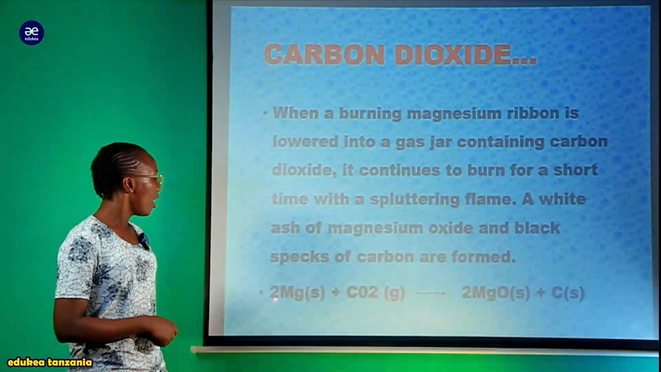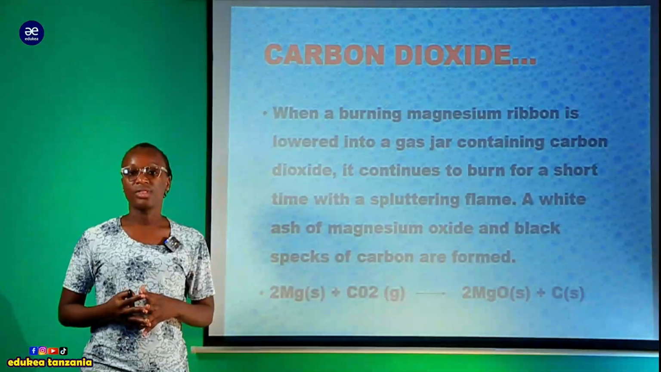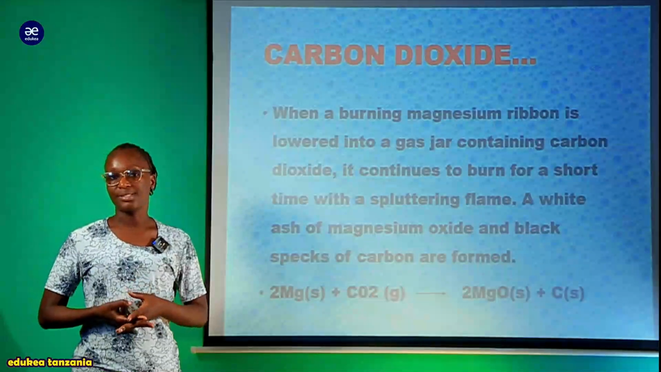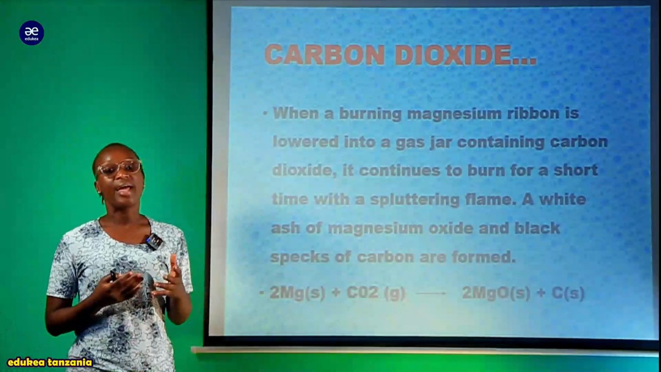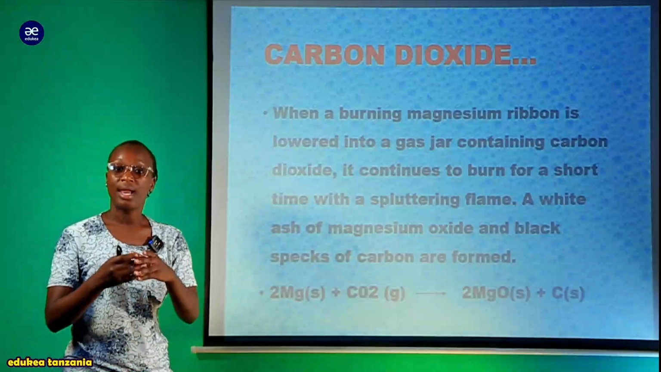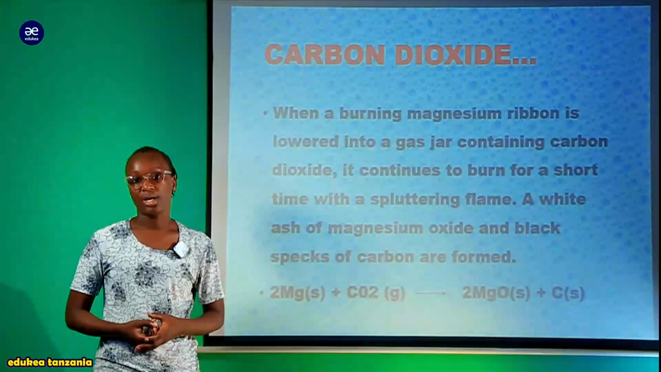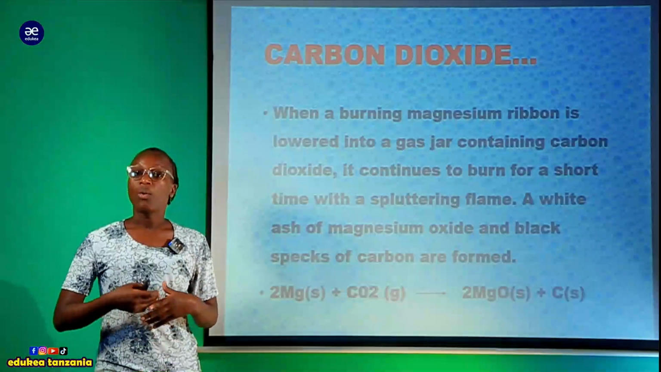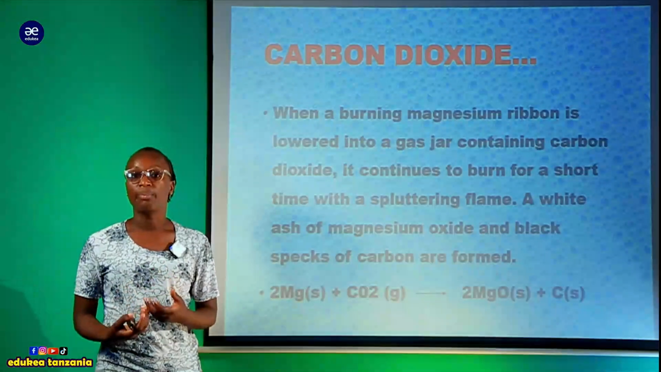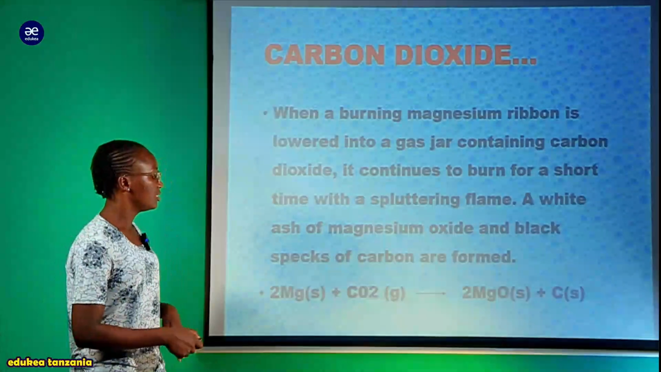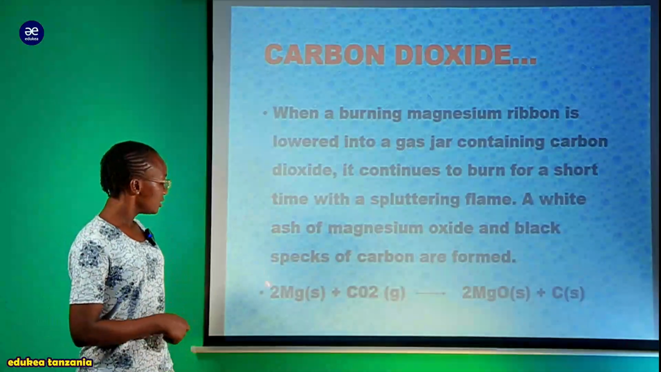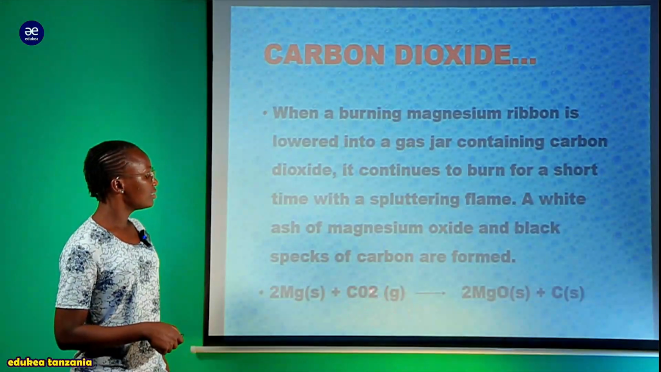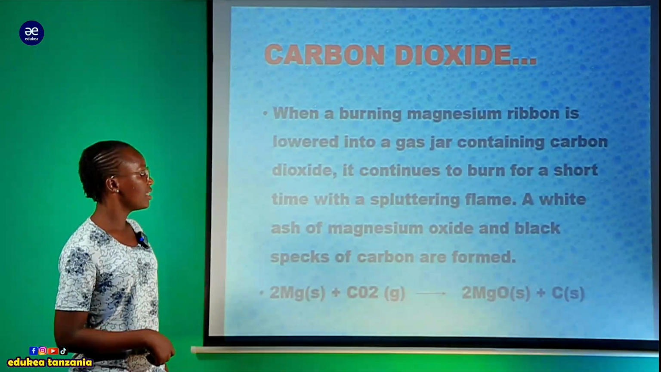Kwamba tukichukua magnesium ribbon, my student, hizi zinapatikana laboratory obviously, so it's up to you. After learning, you can go to your lab technician or your chemistry teacher, and ask, seek help, maybe you will be able to demonstrate these reactions. So this is the magnesium ribbon, and in the gas jar you have your carbon dioxide there.